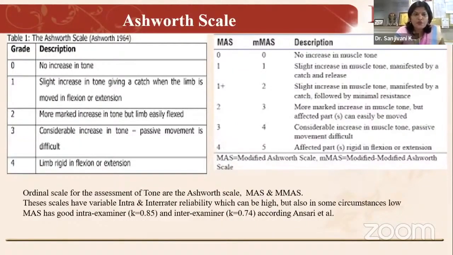From that, we usually see the Ashworth scale. Initially, it was the Ashworth scale, then it became the modified Ashworth scale. The only difference in the modified Ashworth scale is that 1+ is converted into 2. Other things are the same. And 4, that's why 4 is converted to 5.